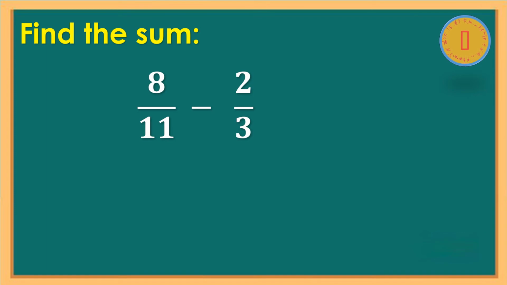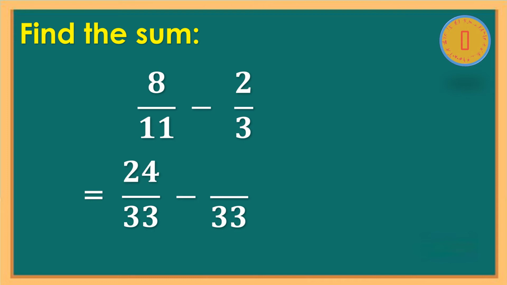8/11 and 2/3 are dissimilar fractions. So we will get first the LCD. The least common multiple or the least common denominator is 33. So 33 divided by 11 is 3, times 8 is 24. For the second fraction, 33 divided by 3 is 11, times 2 is 22.